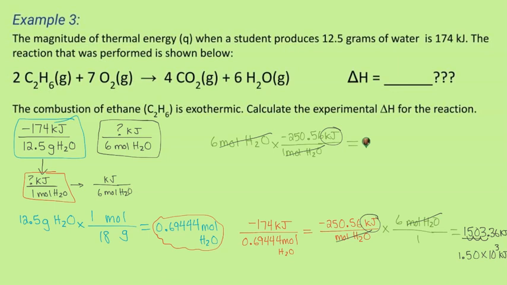I will also put my answer up here. 1503.36 to 3 sig figs is 1.50 times 10 to the 3rd kilojoules. And so that is the delta H for the entire reaction. The entire production process for 6 moles of water is 1.50 times 10 to the 3rd kilojoules.